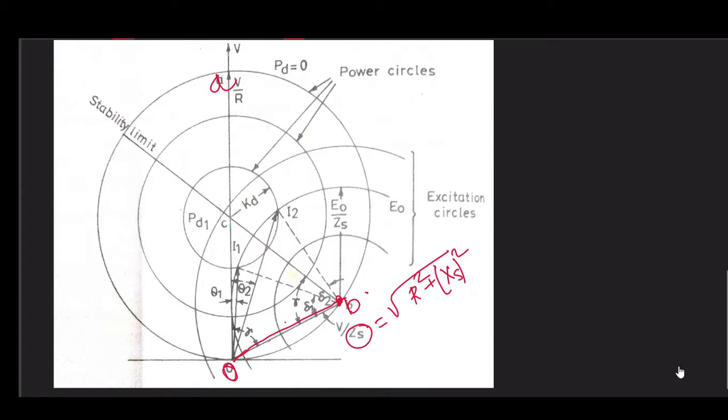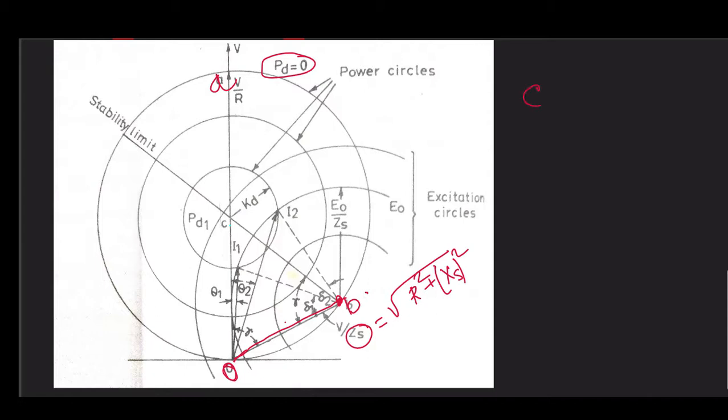Okay. So what we are doing here is that from our point O, we draw a radius, that is V by ZS. V is your terminal voltage and ZS is your synchronous impedance. So V by ZS, and then let it intersect the zero power circle. This outer circle is the zero power circle, where PD is equal to 0, at a point B. Then what about this angle AOB?